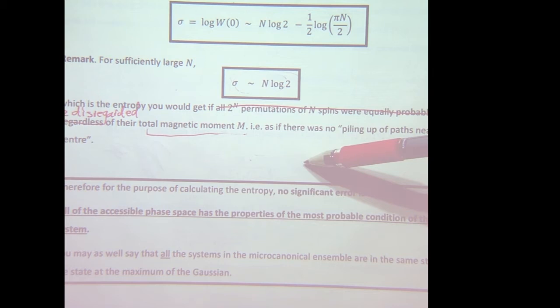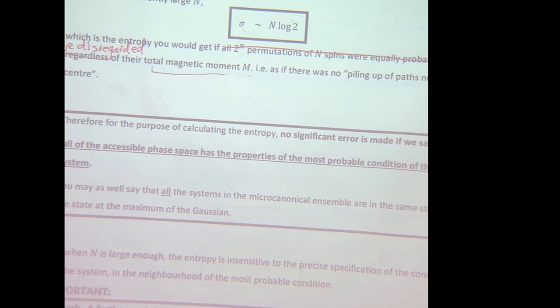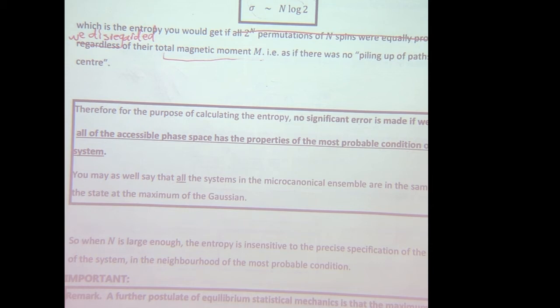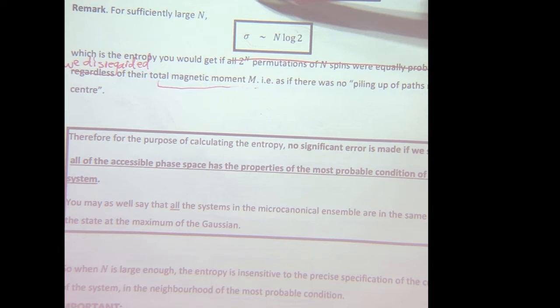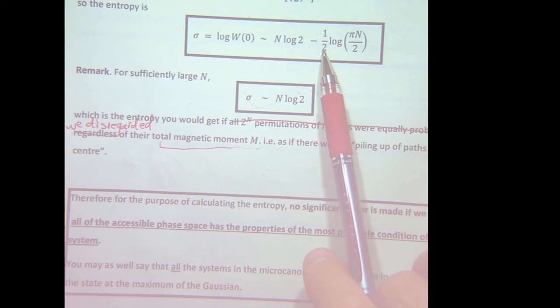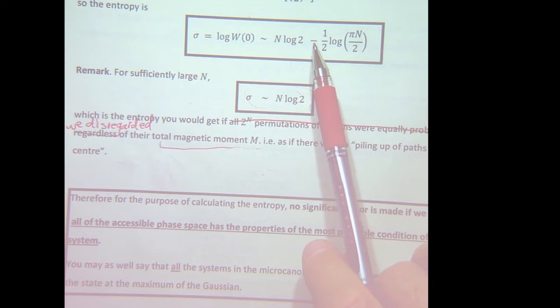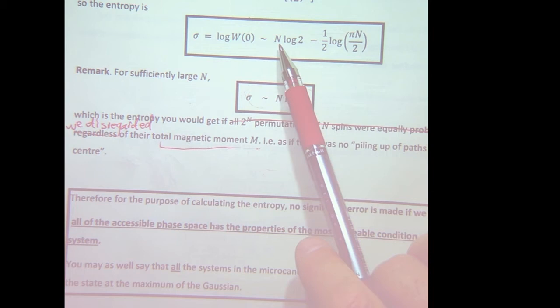So what that is saying is that for the purpose of calculating entropy and many other thermodynamic quantities, no significant error is made if you say that all of the accessible phase space has the property of the most probable condition of the system. Here you are picking out only the most probable ones. And if you say, as an approximation, I'll just find the entropy of the entire accessible phase space, there's almost no error for large enough n.